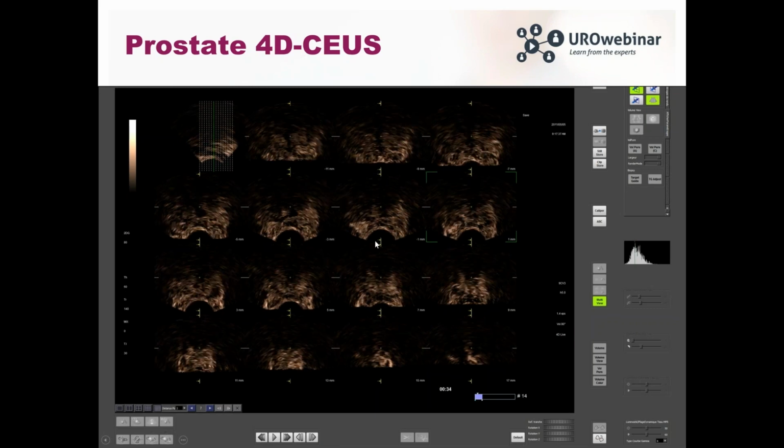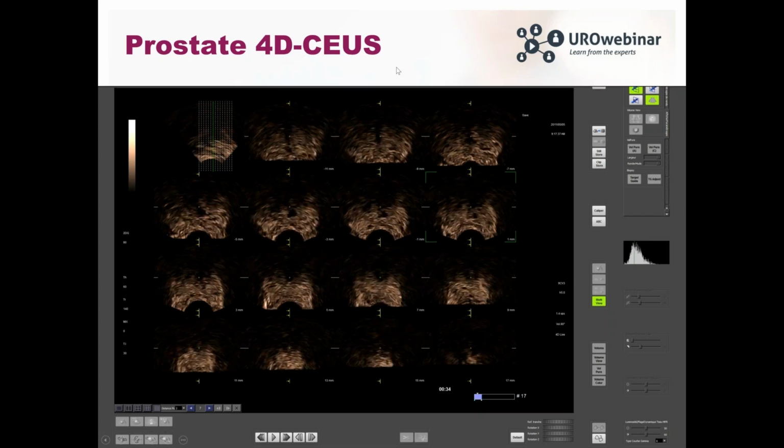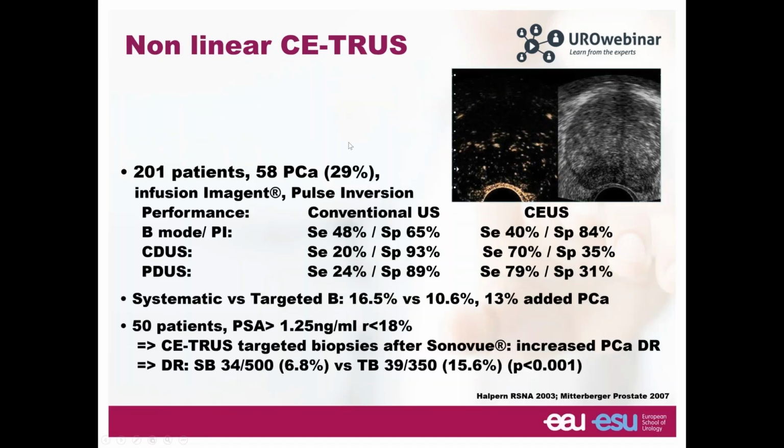And after that, the entire prostate starts to enhance, while the contrast enhancement in the nodule is becoming reduced. And now everything is washed out, and this is probably 8 to 10 seconds after the start of the enhancement of the lesion.